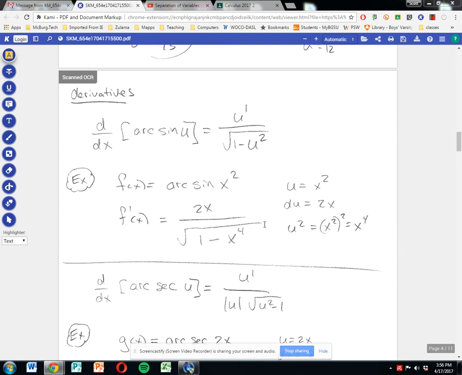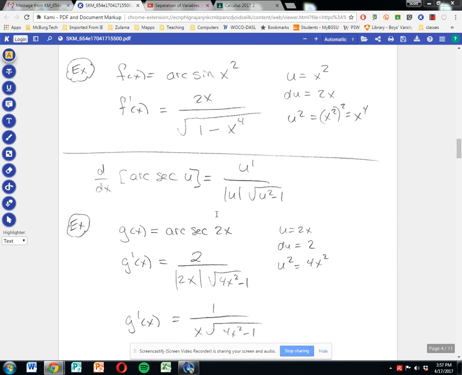Derivatives. Derivatives are somewhat interesting. They basically all just come in forms. So for arc sine of u, the derivative of that is u prime over rad 1 minus u squared. So if we used arc sine of x squared, then the derivative of that is 2x over rad 1 minus x to the fourth. What I normally do is I write out what is u, what is du, and what is u squared out here to the side somewhere, and that kind of helps me get through those.